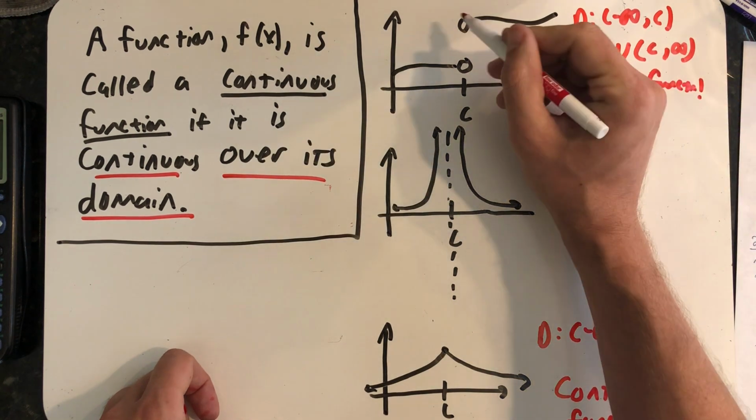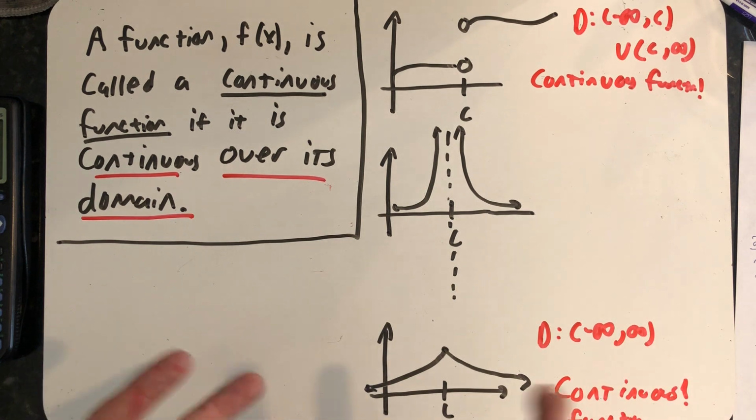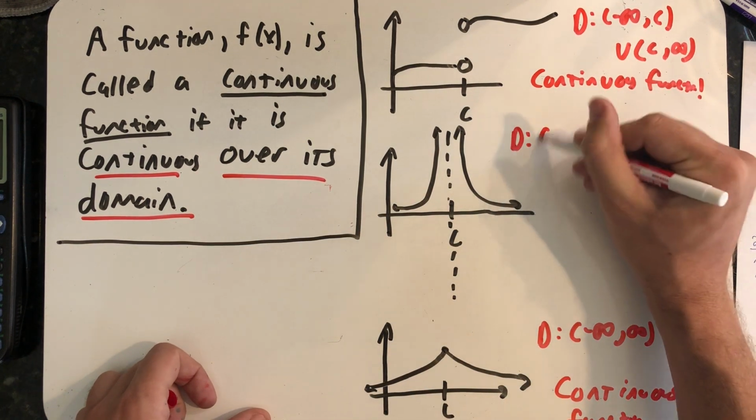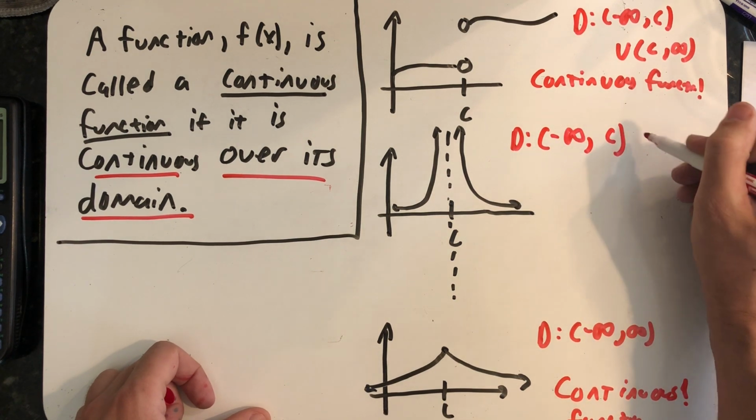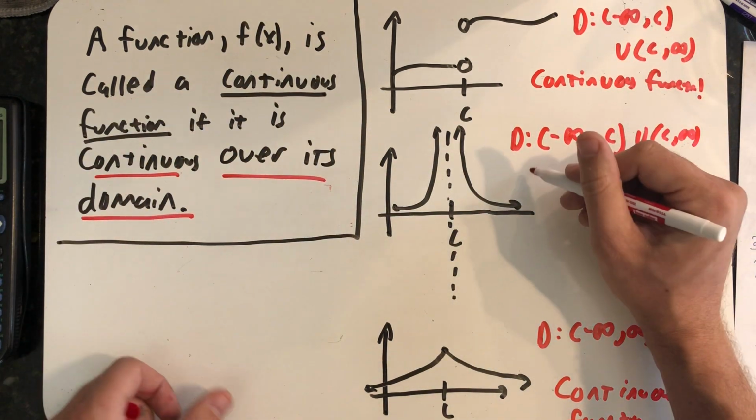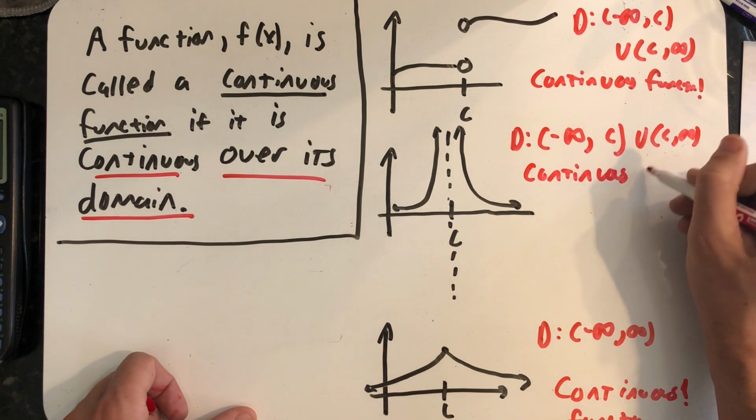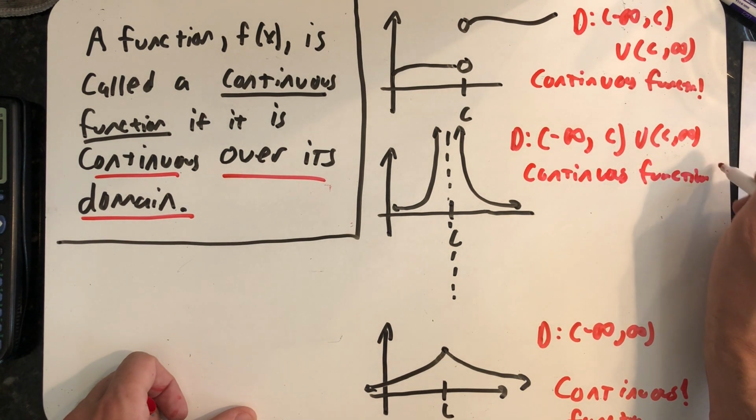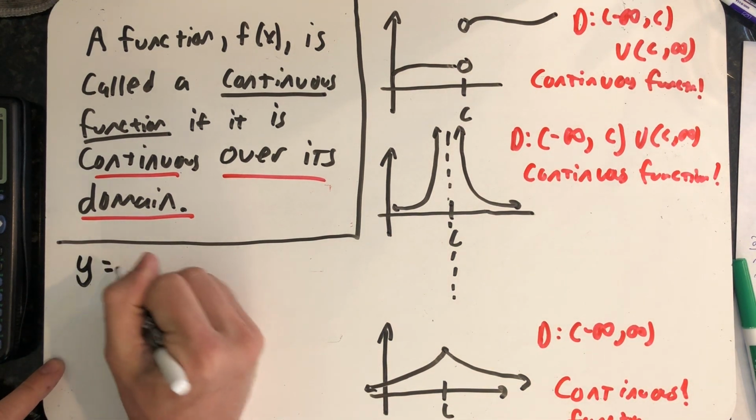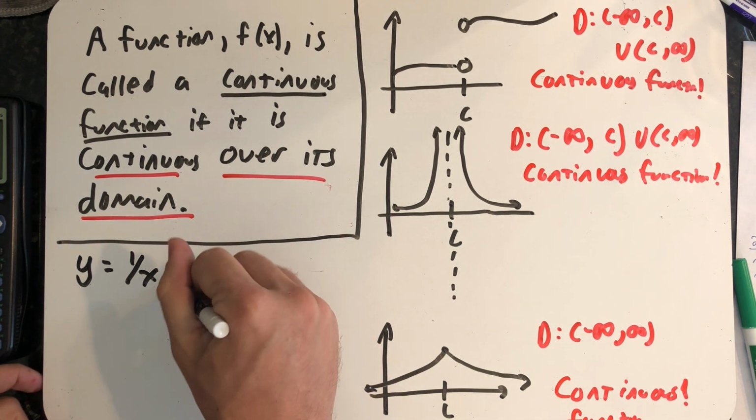Now, if I had included one of these circles as being filled in, that would change the domain and it would no longer meet this definition. This function also has a domain that doesn't include the value C. Well, it's continuous everywhere else, so it is a continuous function.